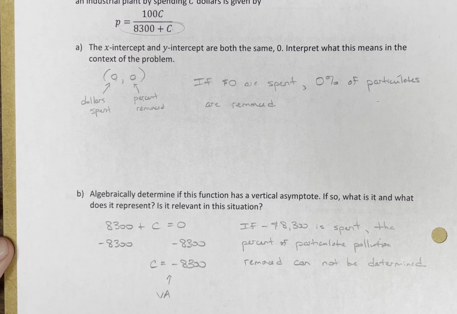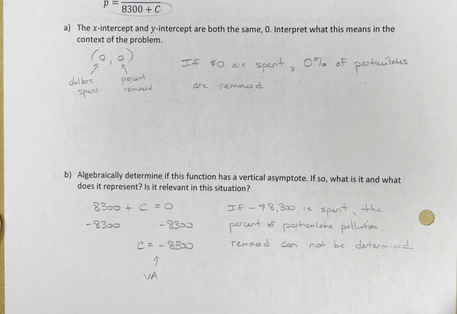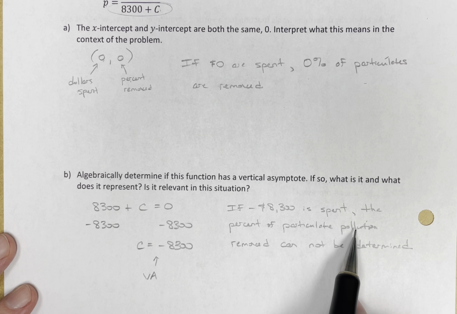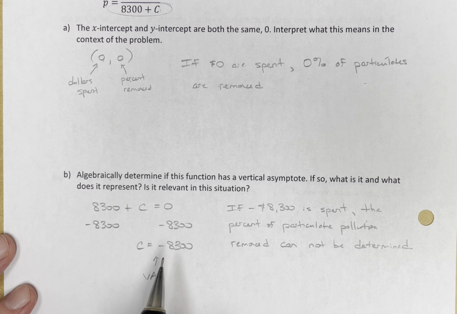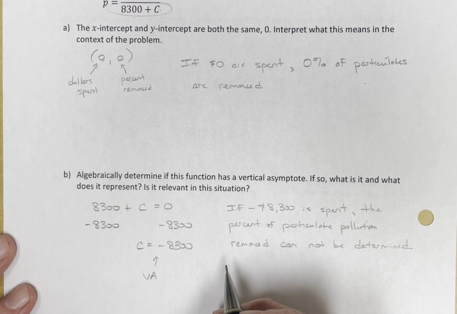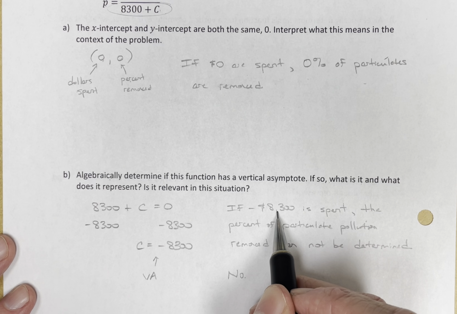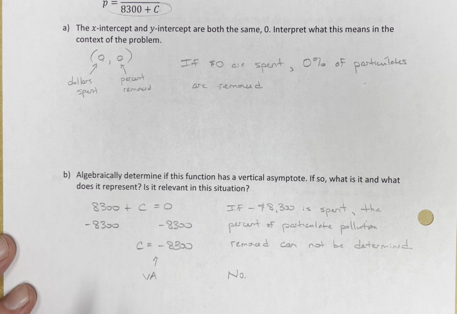Okay, there we go. I can't determine the Y value. So if I spend this amount of money, the percent of particulate pollution removed cannot be determined. Is it relevant? Nope. Why? Because there's no spending of negative money, so it's not relevant.